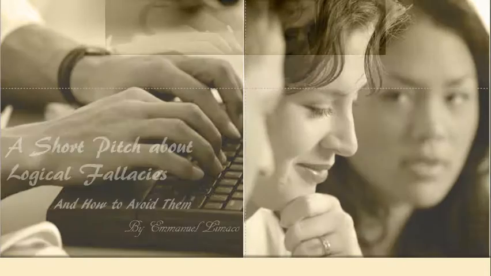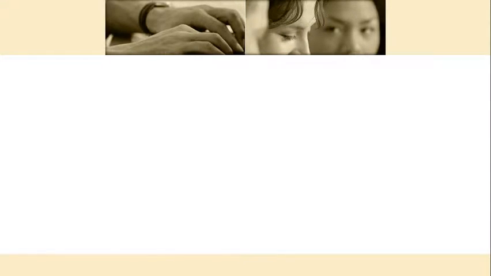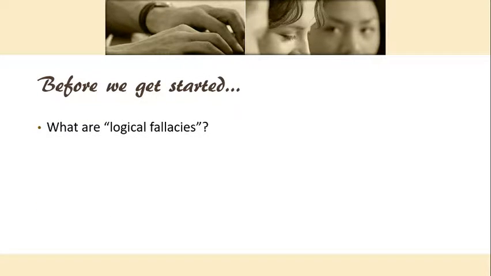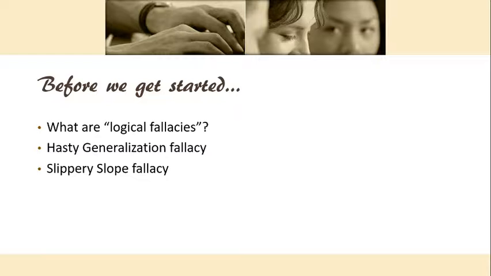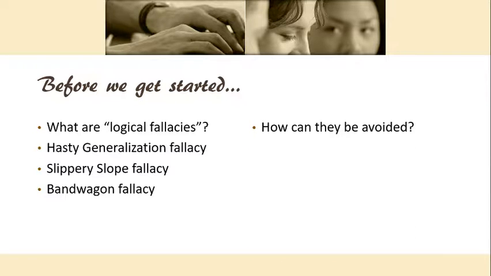So before we get started, I would like to outline a few things about exactly what I'm going to talk about. I'm going to address the question, what are logical fallacies? I'm also going to talk about three examples, the hasty generalization fallacy, the slippery slope fallacy, and the bandwagon fallacy. And I'm also going to talk about how they can be avoided in arguments, and give you some final tips about these fallacies and how to avoid them before ending the presentation.